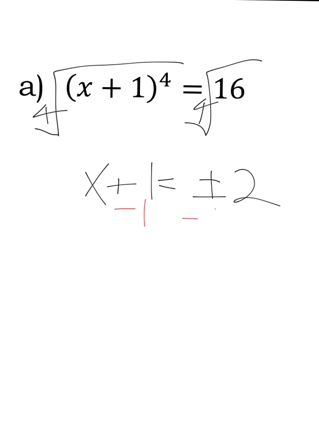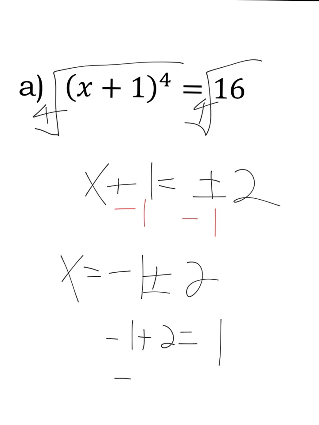So when you minus 1, you have two answers. You have negative 1 plus or minus 2. So negative 1 plus 2 is 1, and negative 1 minus 2 is negative 3. And that's it.